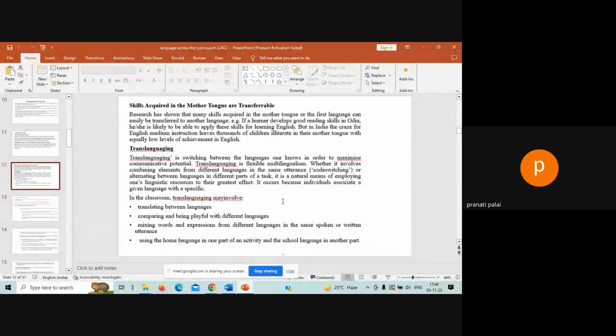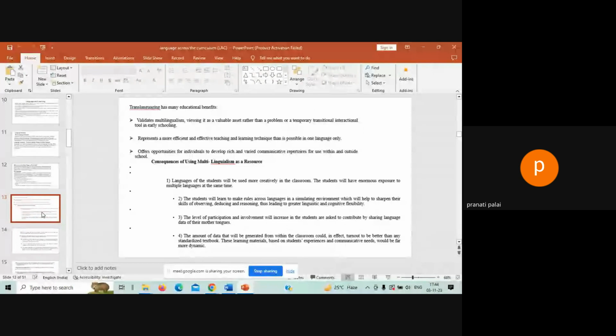So comparing and being playful with different languages, we may use different languages. We can use a variety of activities, mixing words and expressions from different languages in the same spoken or written utterance. Using the home language in one part of an activity and the school language in another part, we have already discussed it. The child's home language should also be given importance in the classroom.